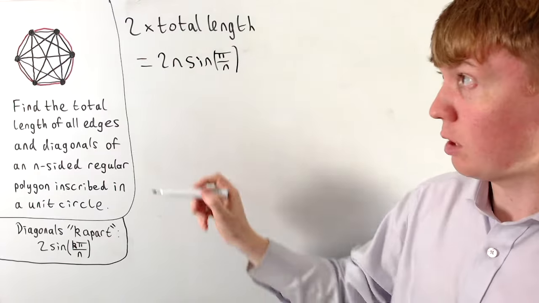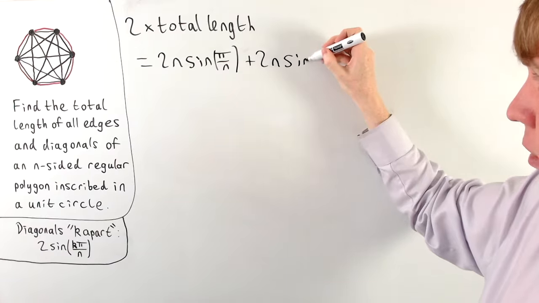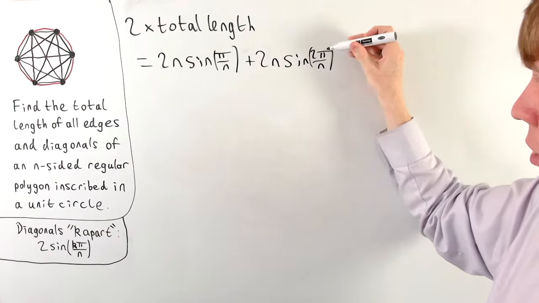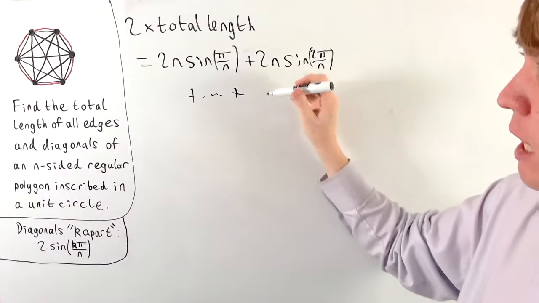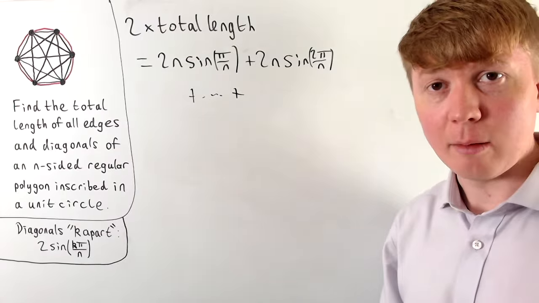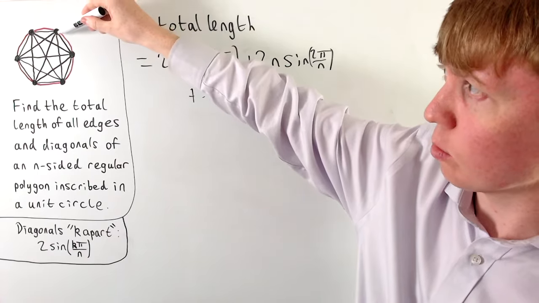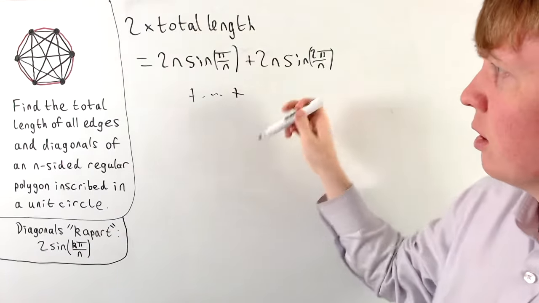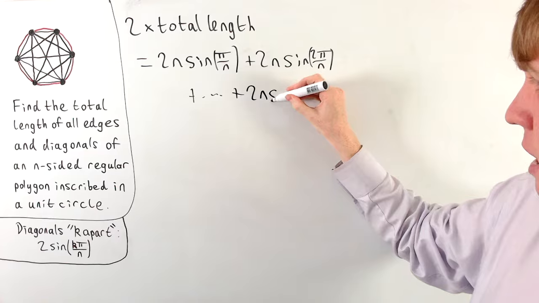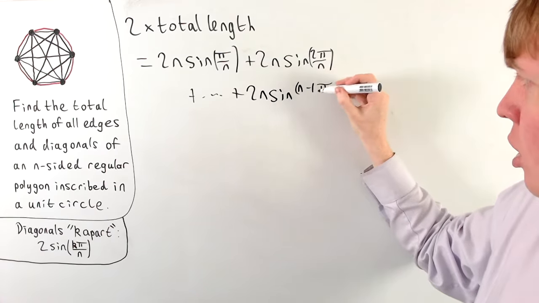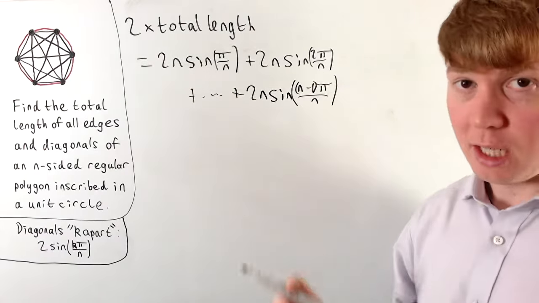Then if we want to count all of our diagonals that are 2 apart, there'll be n lots of these as well, so 2n times sine 2 pi over n, and we keep going like this all the way until we get to being n minus 1 steps apart. So again, there are going to be n diagonals which are n minus 1 steps apart, and these actually correspond to the edges. So being 1 step apart is the equivalent of being n minus 1 steps apart. So we end up double counting everything here. So we have n lots of 2 times sine n minus 1 pi over n, like this. So this counts all of our edges twice, and in the middle we've counted all of our diagonals twice.